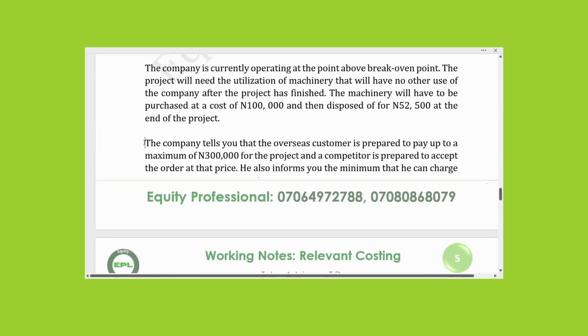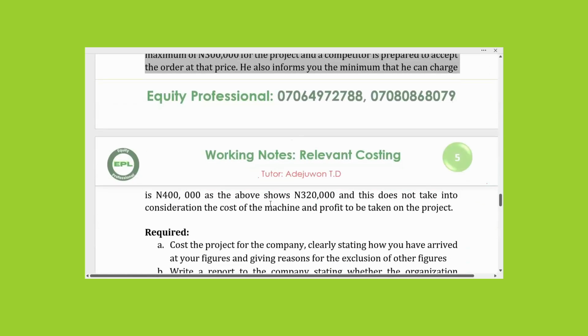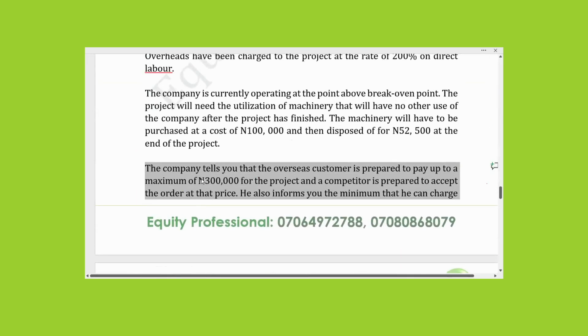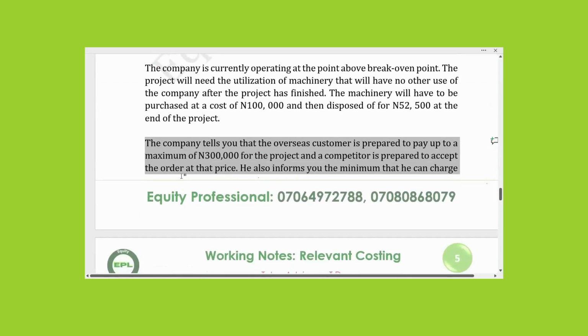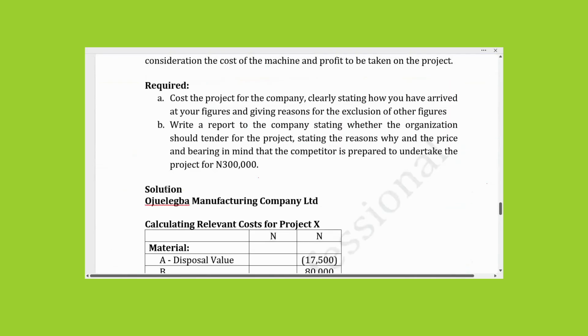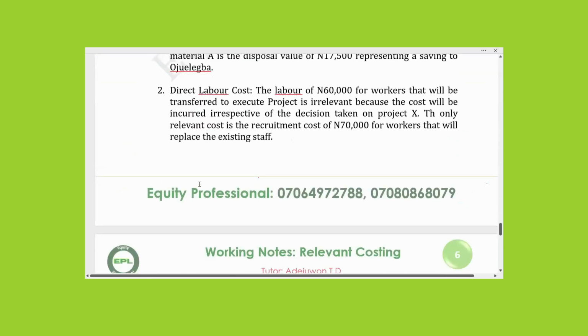You are told that the company says the overseas customer is prepared to pay up to a maximum of 300,000 naira for the project, and a competitor is prepared to accept the other price at that price. It also informs you the minimum it can charge is 400,000, as the above shows 320,000, and this does not take into consideration the cost of machine and profit to be taken on the project. So this information, this last paragraph, will be needed when you want to write your report. All right. So this is all you need to do for you to be able to earn your full mark.